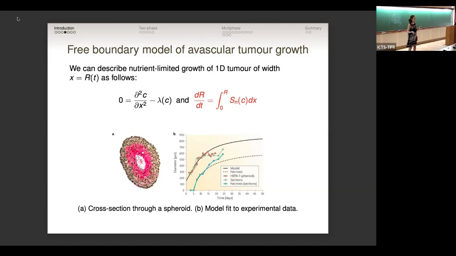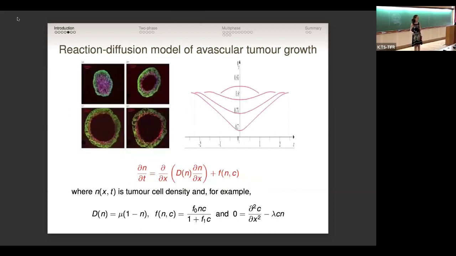Now, if you went and talked to somebody else who does PDEs and said, here's how a tumour spheroid grows, and please will you model it for me? Maybe one colleague, Greenspan, would have given you this model, but somebody else might have given you a different model. And what might that other model have looked like? It might have looked like just a nonlinear diffusion equation, right?